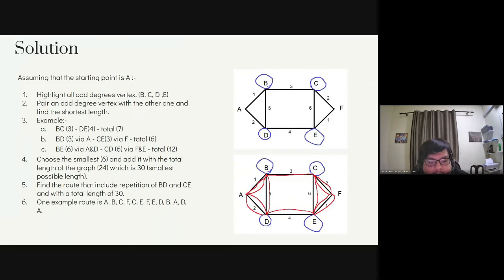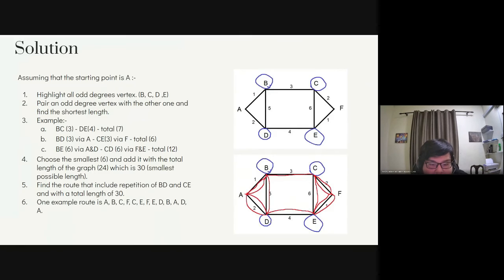Okay, the fourth step, we need to choose the smallest total and add it to the total length of the entire graph, which is 24. So we have the product 30, and 30 is the smallest possible length. Okay. So this is the way to find the route.